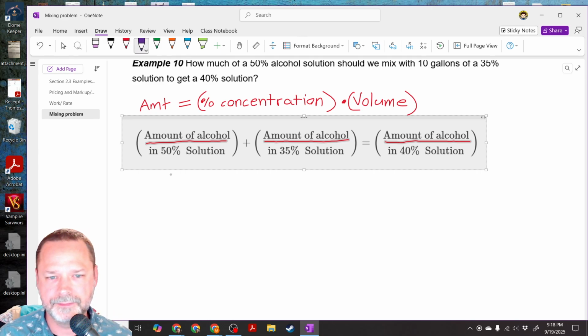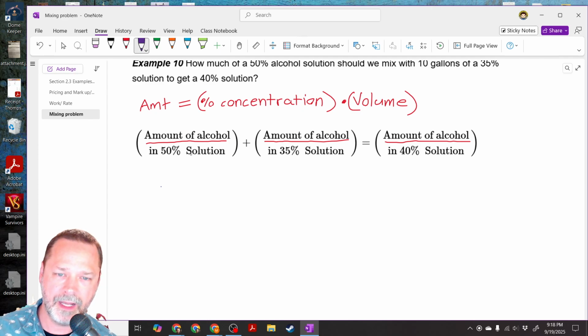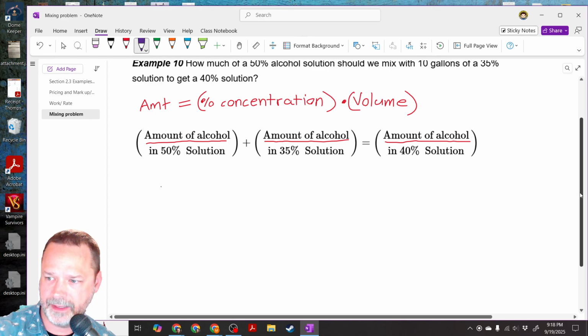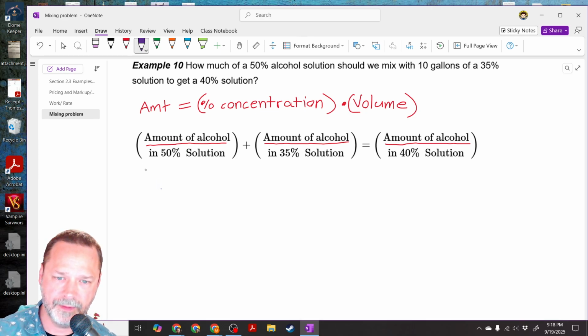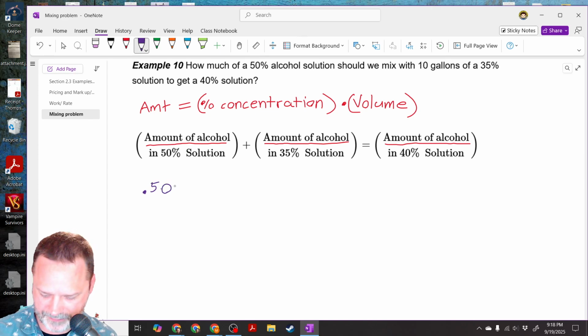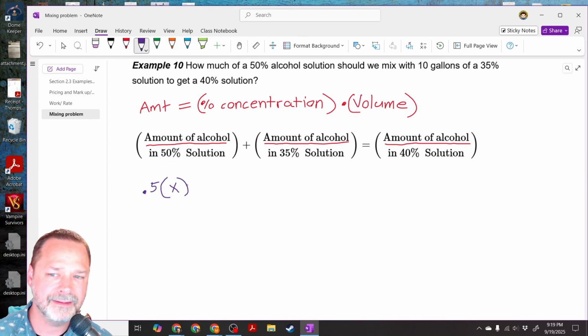Let's see here. So, the amount of alcohol in a 50% solution. Well, how much alcohol do we have in our 50% solution? So we have a 50% solution, so that amount is going to be 0.5, because it's 50%, times how much of it did we have? It says how much of a 50% alcohol solution should we mix with? So that actually we don't know. So let's just say that's X, because we don't know that. So X is our amount of a 50% solution.